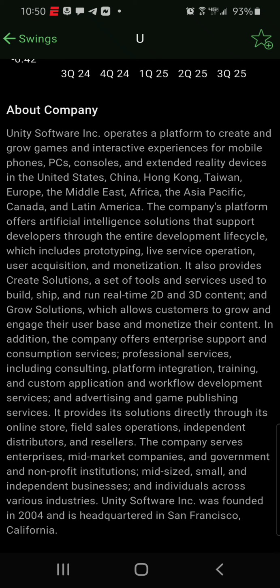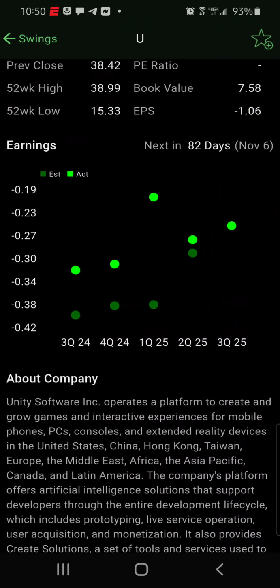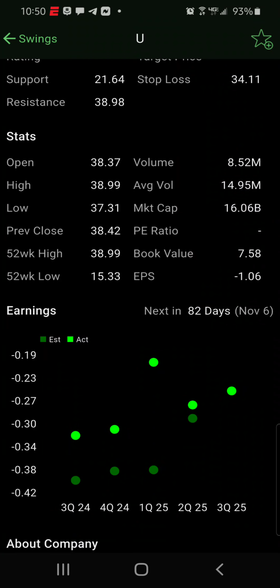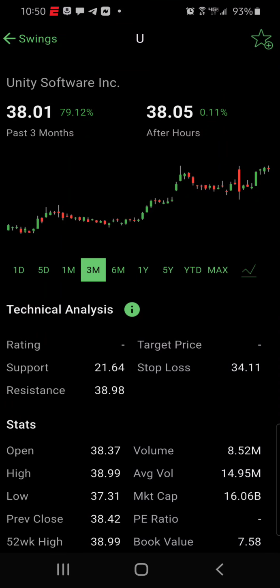It looked like it is used to build, ship, and run real-time 2D and 3D content, stuff like that. You know what I mean? It'll tell you where it's located, where it's based. It just gives you the backstory of the company, and you can be like, okay, it's in a sector that I want to invest in anyway. But November 6th is its earnings date. Well, it gave you this option signal 3 or 4 months in advance.